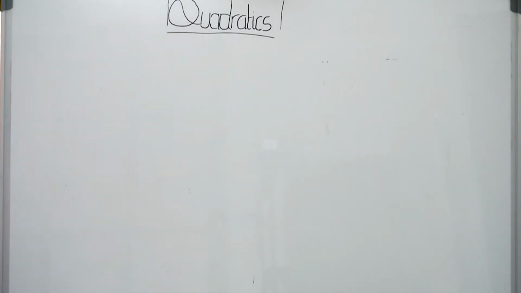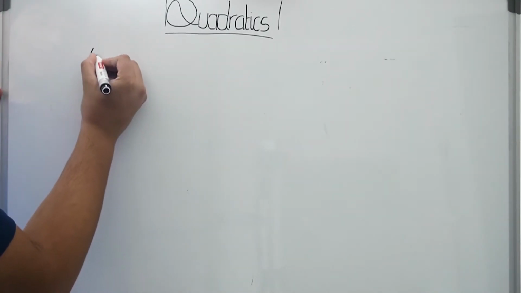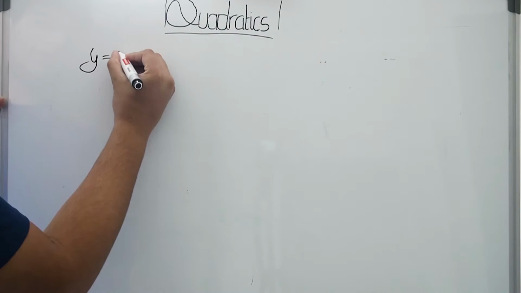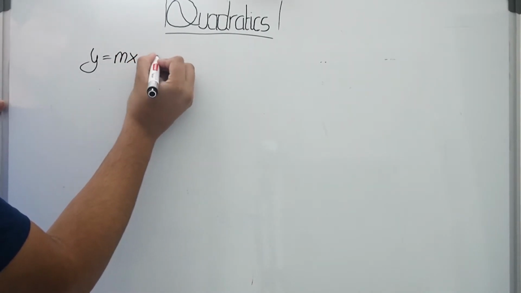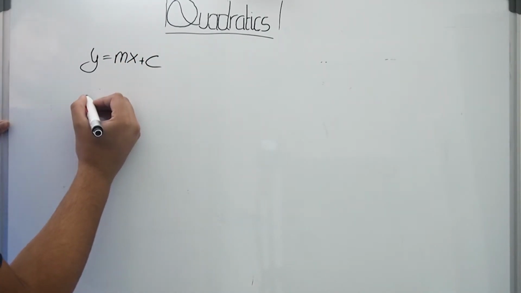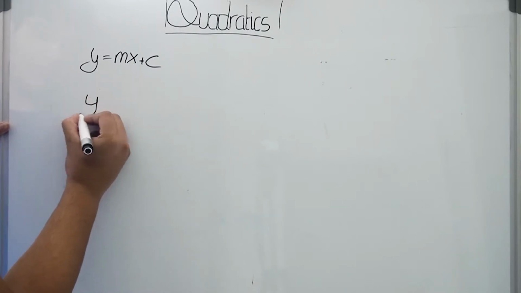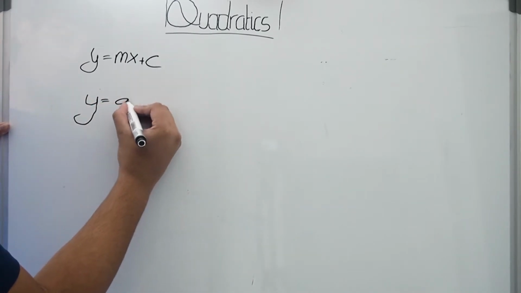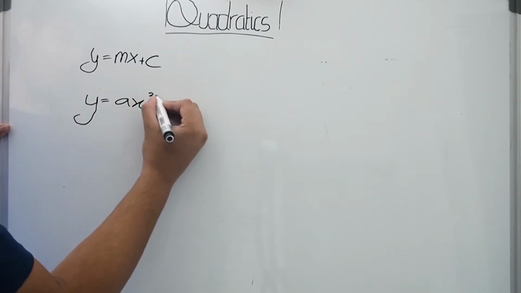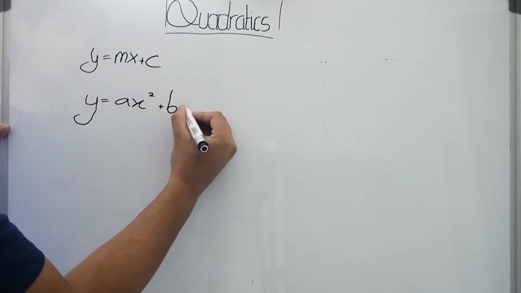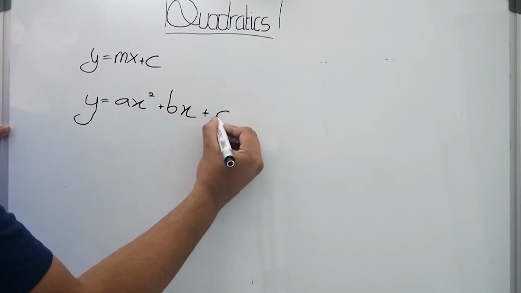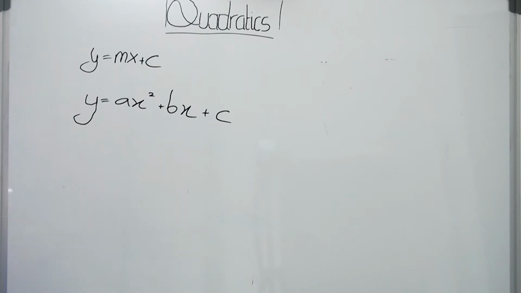Okay, quadratic equations. Now, like we made the simple form of the basic equation of a linear equation, which was y is equal to mx plus c, let's try it with the quadratic equation. It would be y equals ax squared plus bx plus c.